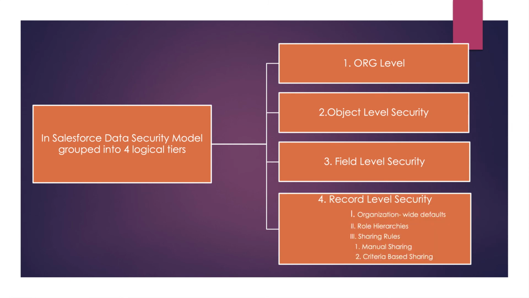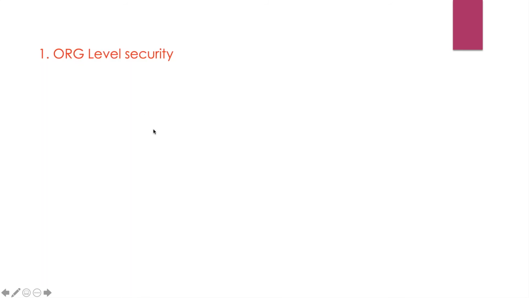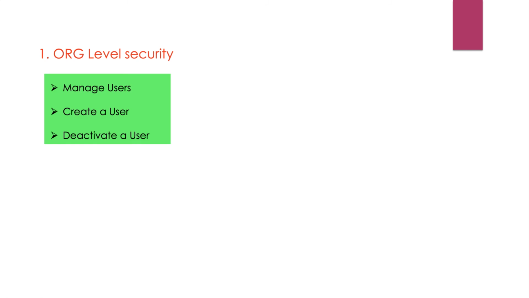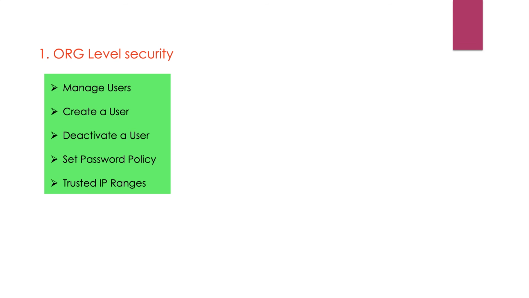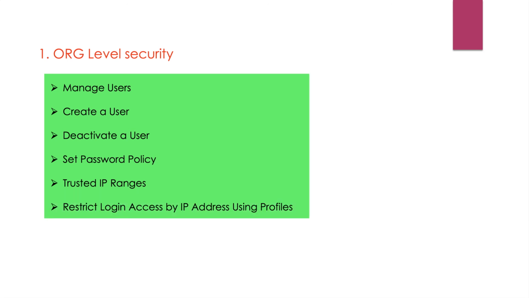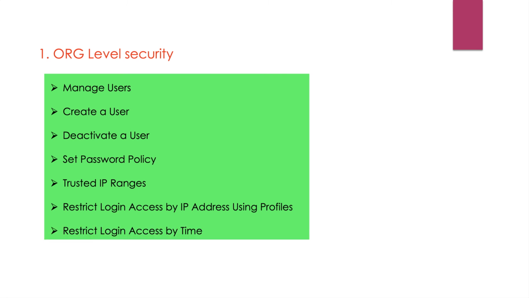Now first we are going to see what org level security is in depth, then after that we will see the remaining ones one by one. In org level, you are going to see how to create and manage users, how to deactivate a user, set password policy, limit the IP addresses from which users can log in, restrict login access by IP address using profiles, and restrict login access by time. Now navigate to the org. There we can see all of these one by one.